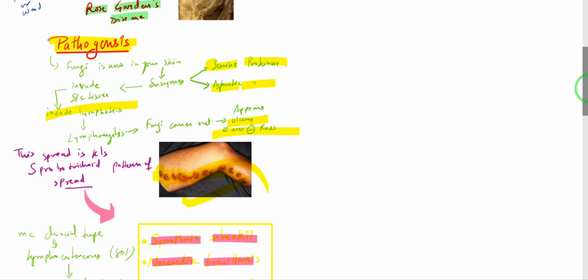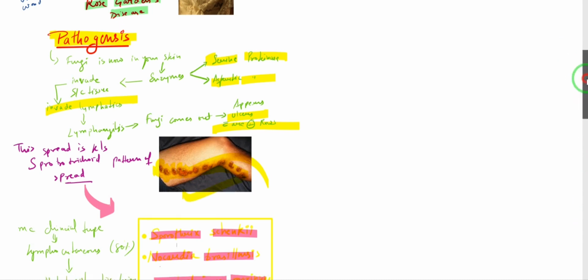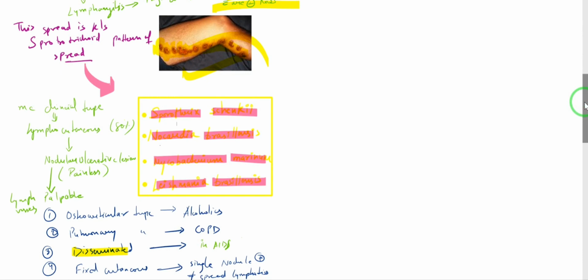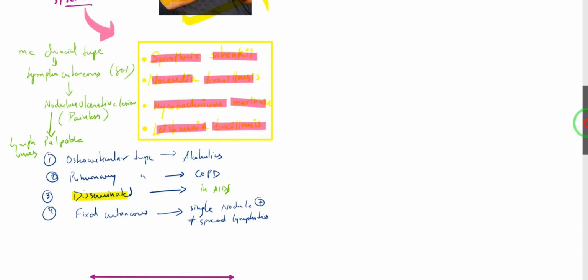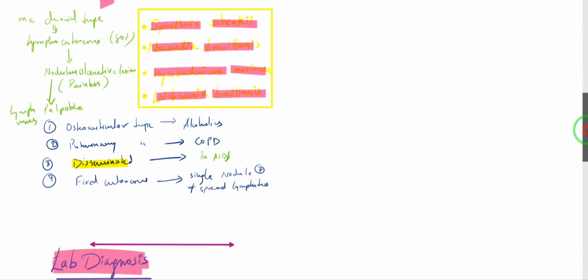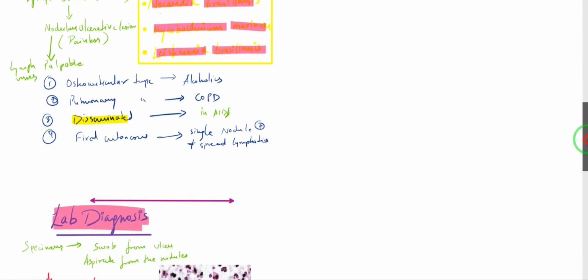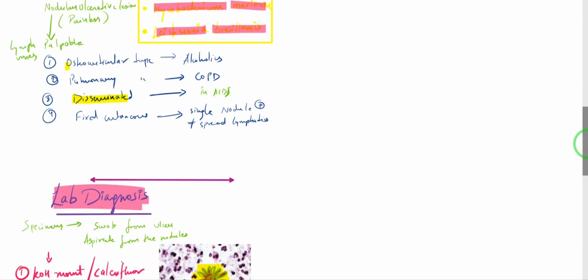Okay, now this spread was known as sporotrichoid pattern of spread, which is also present in some other types of fungi besides the Sporothrix. And the most common clinical type of sporotrichosis that we saw was lymphocutaneous sporotrichosis, which was seen in about 80% of the cases, right? And we are going to see the nodular ulcerative lesions, which are painless, right? And the other ones were osteolytic, osteoarticular type, pulmonary type, disseminated type, and fixed cutaneous type.